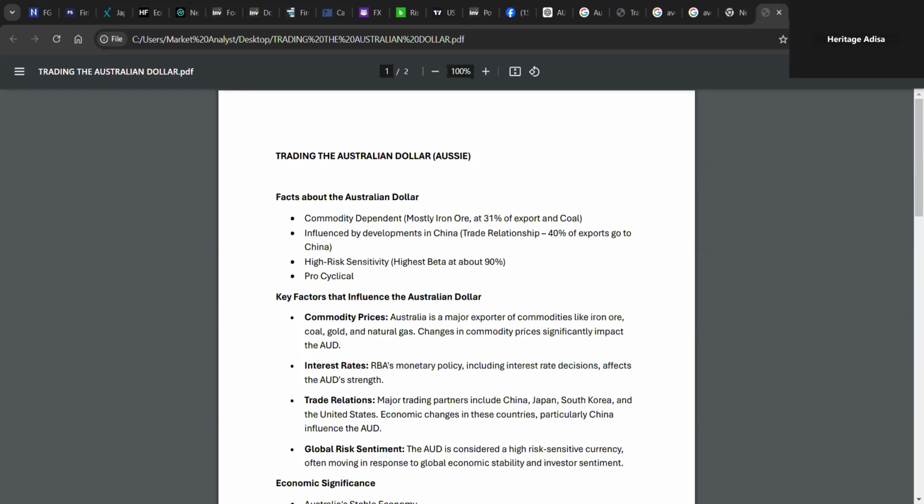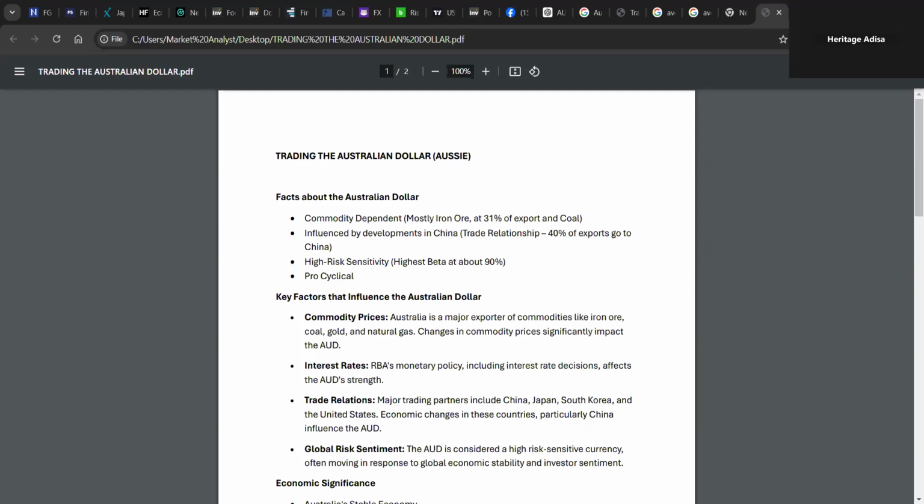So, of course, whatever goes on in these countries, but China particularly, economic changes in these countries influence the currency. China, most importantly. New Zealand also has a major dependence on Australia itself. So whatever happens to China affects Australia, and by extension, you can get some from New Zealand too. So there's that you want to pay attention to.